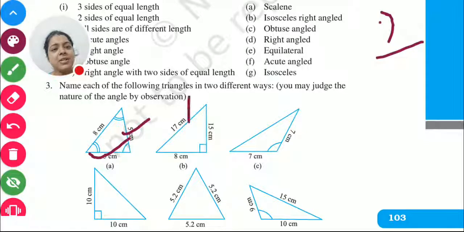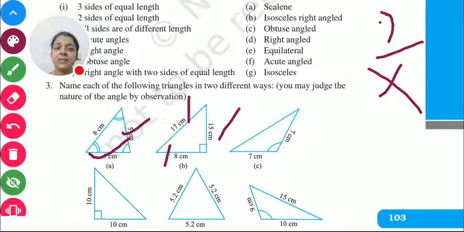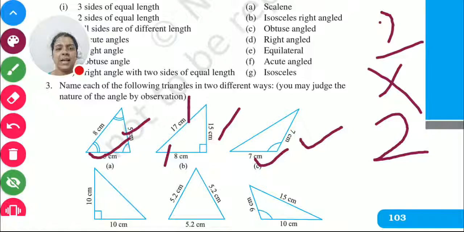Here you see 17, 15, 8. None of them match. It means it will be scalene. Here you find one is 7, another is also 7. It means 2 are matching. When 2 are matching, we call it isosceles.